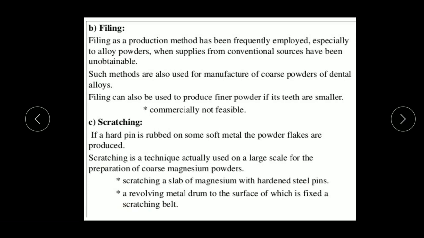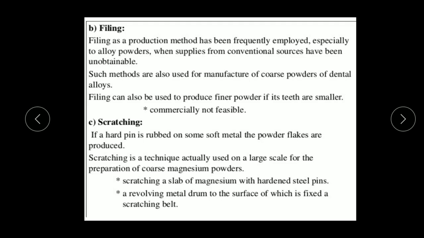Now B, filing. Filing as a production method has been frequently employed, especially for alloy powders, when supplies from the conventional sources have been unobtainable. Such methods are also used for the manufacture of coarse powders for dental alloys. Filing can also be used to produce fine powders if its teeth are smaller, but it is commercially not feasible.